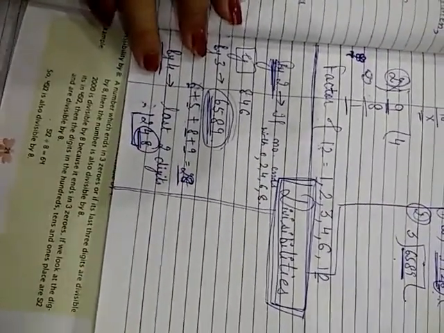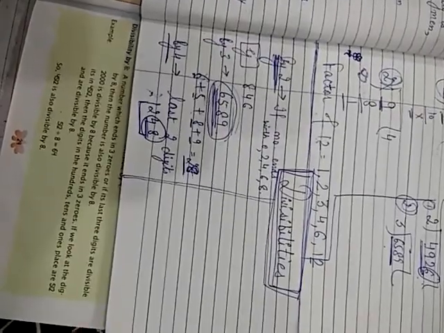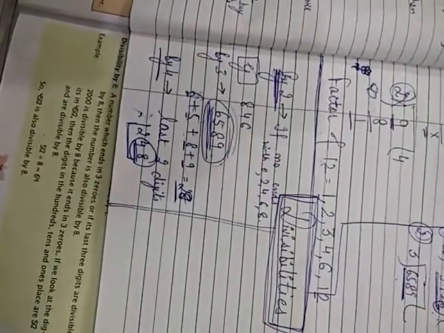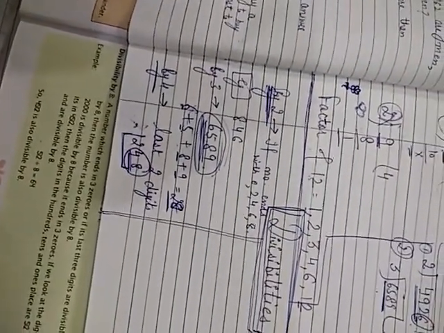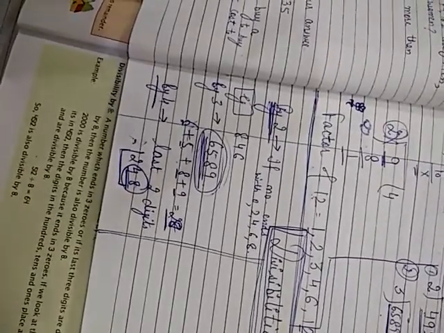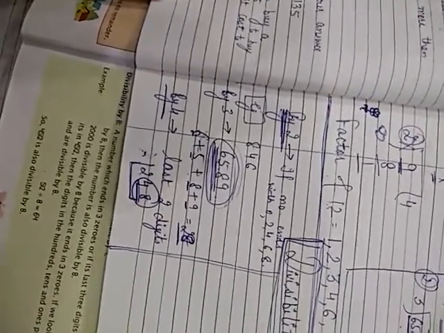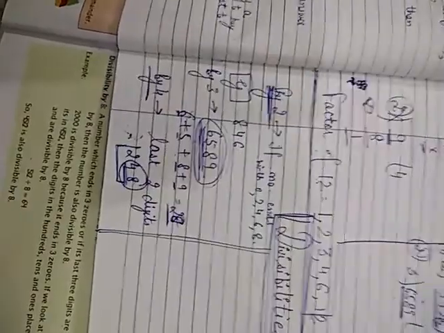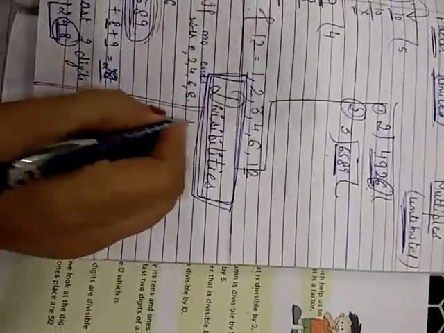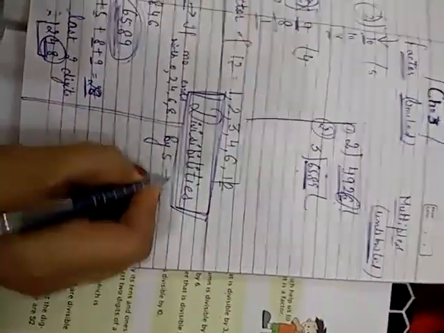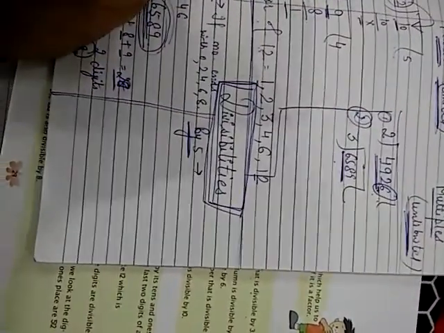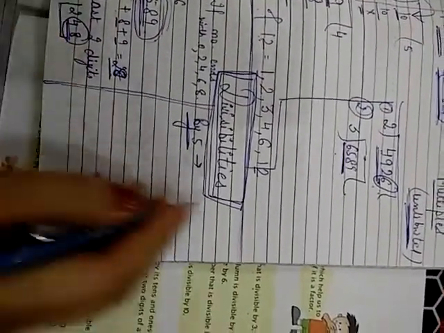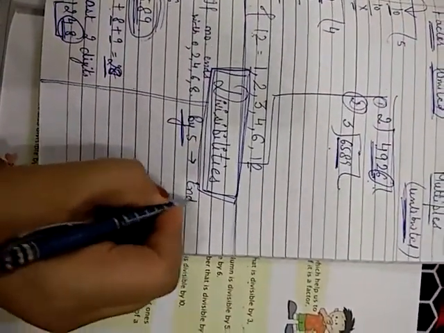I am repeating. To check the divisibility of 4, you will check the last two digits. If the last two digits are divisible by 4, that means the complete number is divisible by 4. Next is divisibility of 5. Divisibility of 5 is very easy. You only have to check its end.